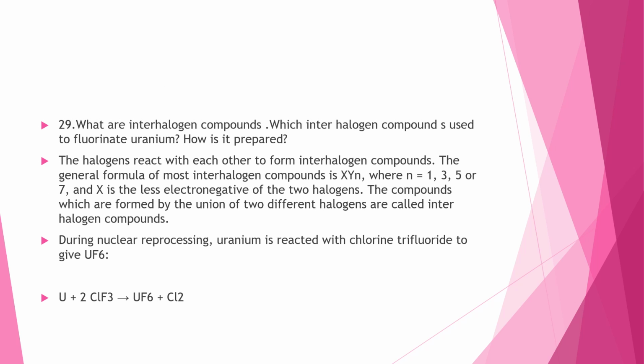Question number 29, that is interhalogen compounds. Interhalogen compounds are compounds formed between halogens. They have the general formula XYn, where n is equal to 1, 3, 5, 7, etc. X is the less electronegative of the two halogens. The second part of that question is which interhalogen compound is used to fluorinate uranium and how it is prepared. We use ClF3, chlorine trifluoride, for fluorinating uranium, and the equation is given.